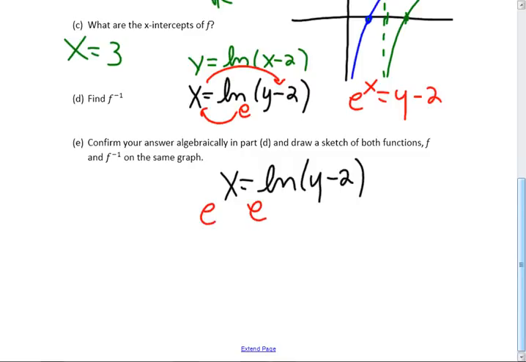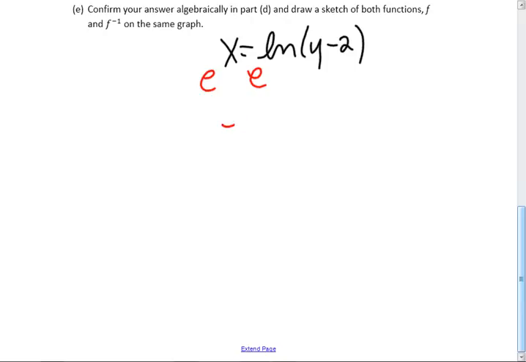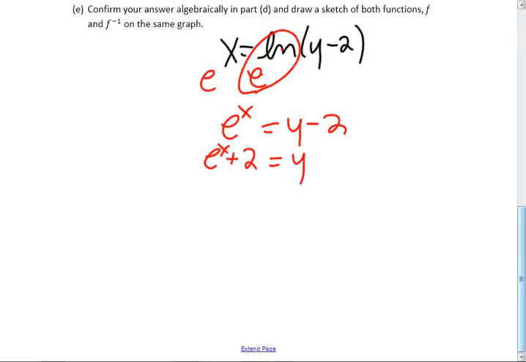I think that's a little harder because then I have to know what this is. But these undo each other. They are inverse functions. So it's y minus 2. So y equals e to the x plus 2. Question. Do you remember, because the bell's going to ring, do you remember how to prove it's an inverse? You do f of f inverse of x, and you do f inverse of f of x.